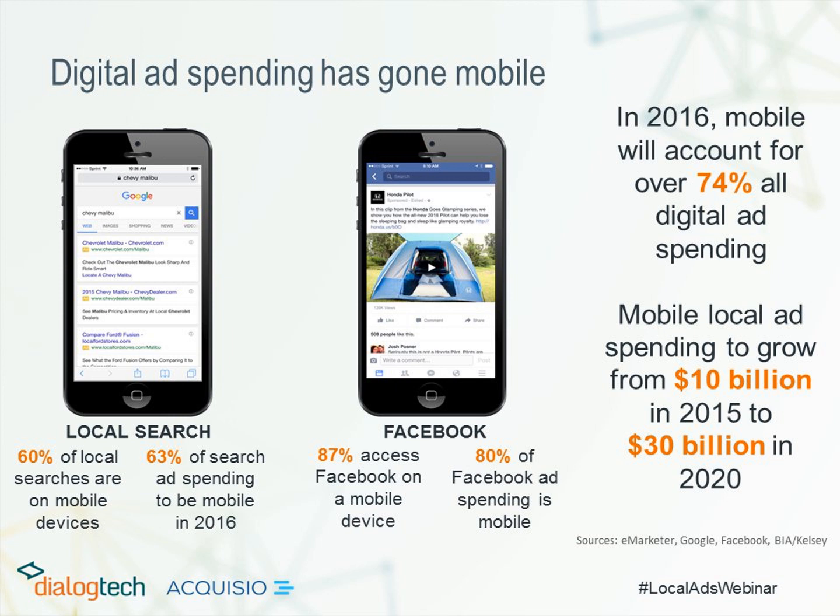Now on the far right, you can see how not just local search and Facebook, but across all digital ad spending, that whole shift is moving from desktop to mobile. This year, eMarketer says that 74% of all digital ad spending will be targeting a mobile device. And when it comes to local, that ad spending is quite significant and growing. So $10 billion were spent in the US on mobile local advertising specifically last year, and that number by 2020 will triple to $30 billion. So there's a lot of excitement and a lot of spending going on, local and mobile.